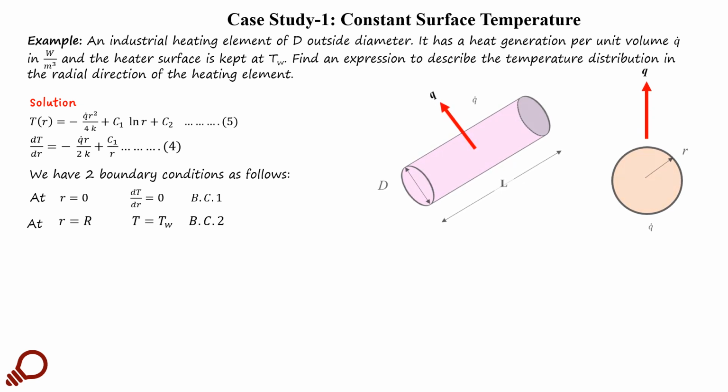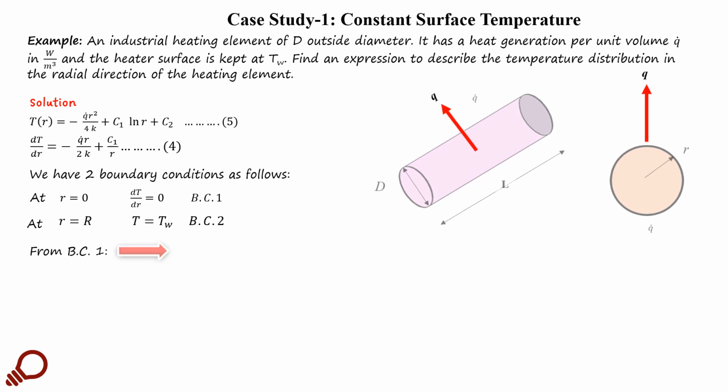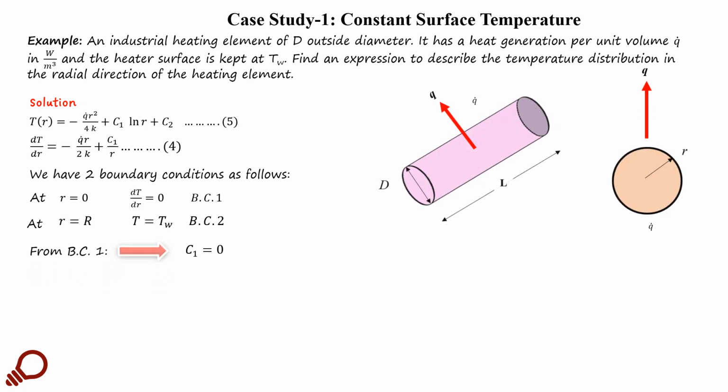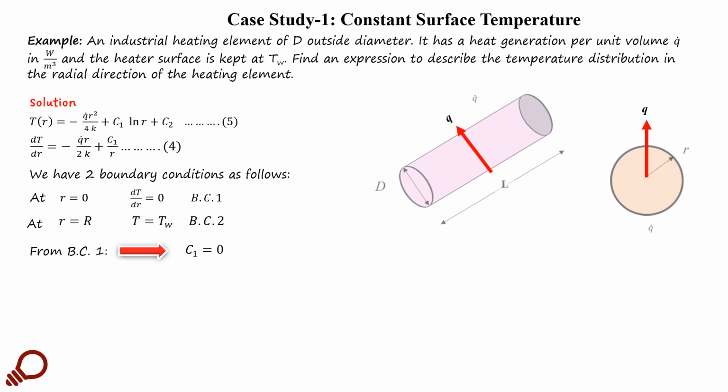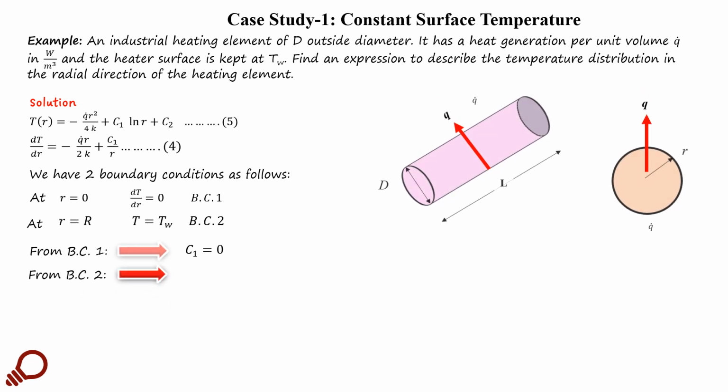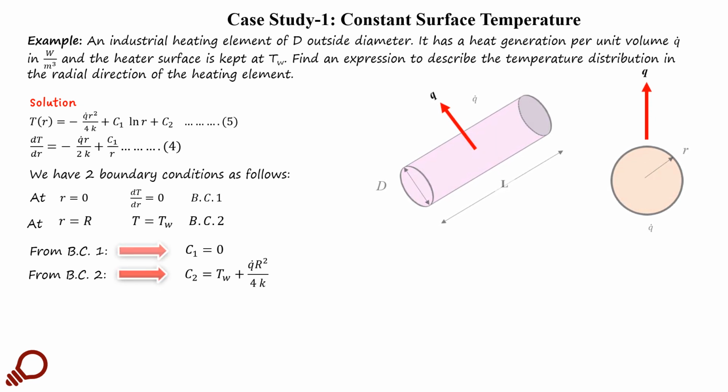Capital R refers to the outer radius of the element or the cylindrical object. We have T equal to T sub W. If we apply boundary condition number 1, then that will give us C1 equal to 0. Then boundary condition 2 can be used. If we apply it to equation number 5, then we will get C2 equal to T sub W plus Q dot R squared divided by 4K.